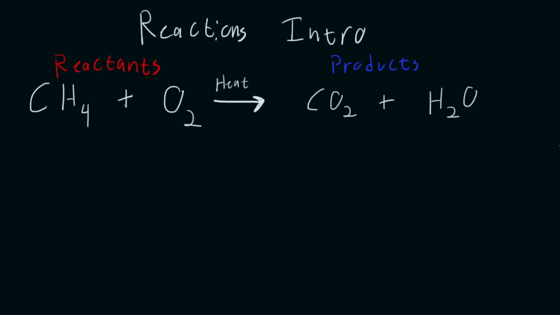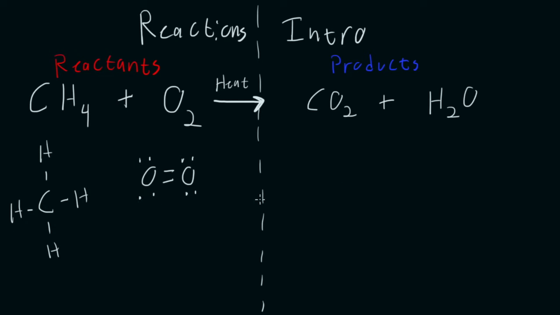And so what we're having here is a fundamental change. Across this arrow, we have a chemical change occurring where these bonds are reorganizing themselves. So let's draw the Lewis dot diagrams here to help us understand what we need to do with reactions. Okay, so I've got my reactants drawn on the left side, my products drawn on the right side. This dotted line represents the passage of time.